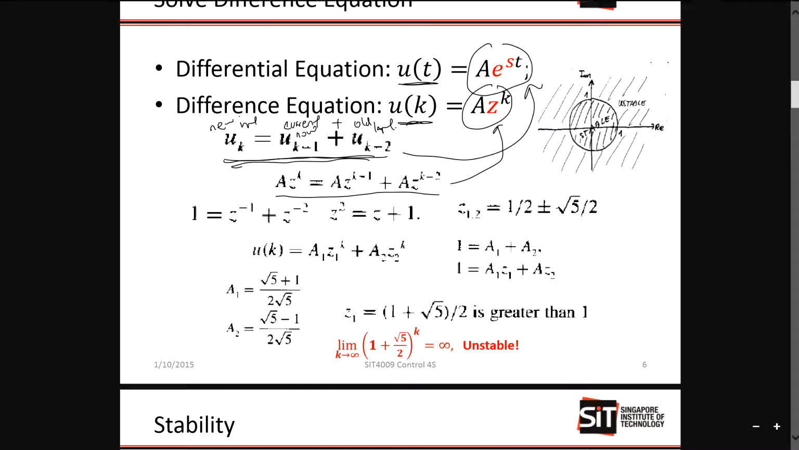Now, one key thing you need to know is that u_k is in fact equal to a z^k. Because this is in terms of u_k, and this is in terms of the z system. u_k is just some notation stating that it's a new input, u_(k-1) is just stating that it's a current input, and this u_(k-2) is simply stating that it's an old input. It's just like a name.